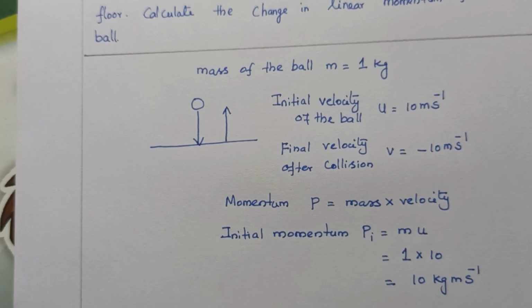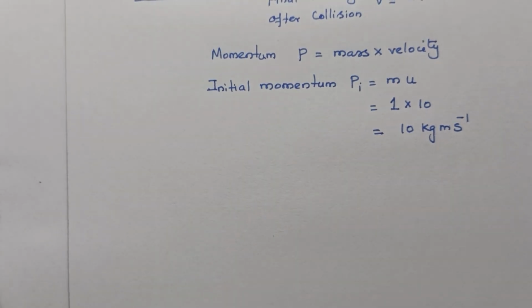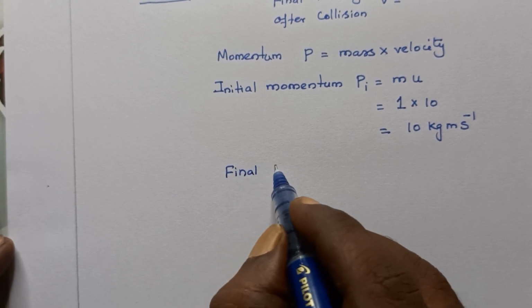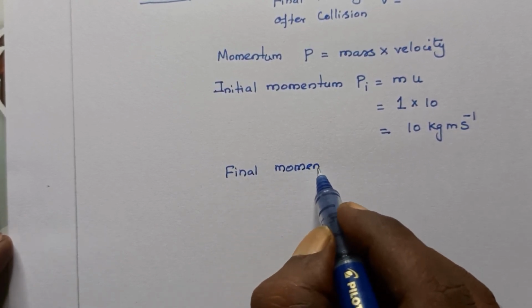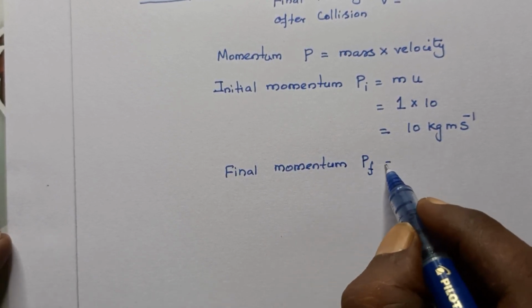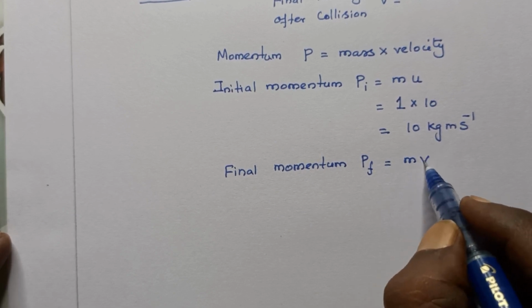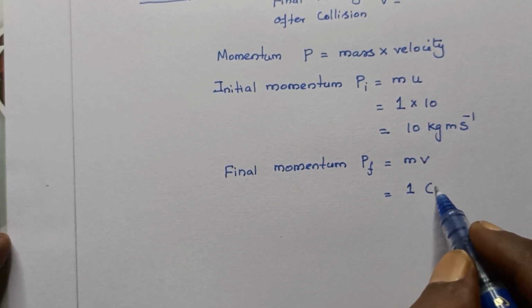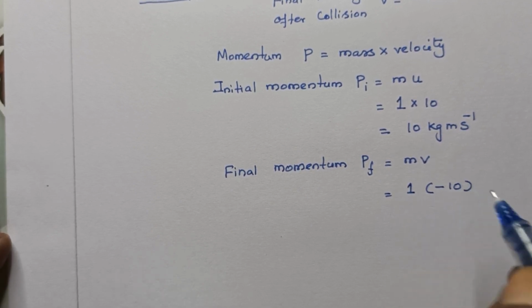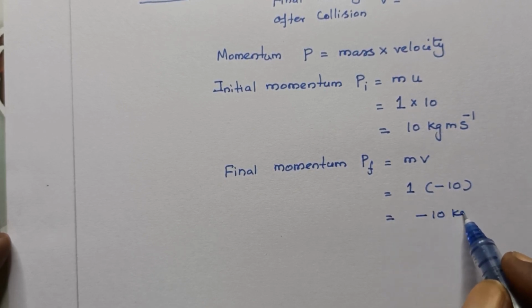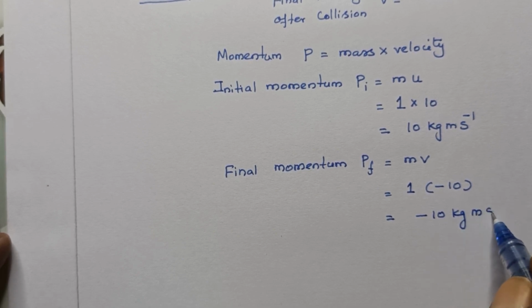Similarly we can calculate the final momentum. Final momentum, Pf, is equal to mass into final velocity. So mass is 1 kilogram and the final velocity is minus 10 meter per second. Therefore this is equal to minus 10. Unit of mass is kilogram, unit of velocity is meter per second.